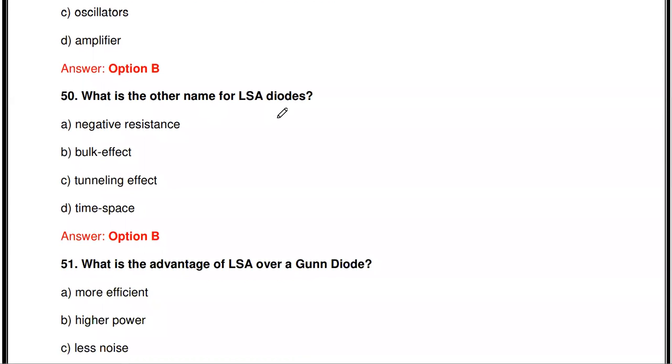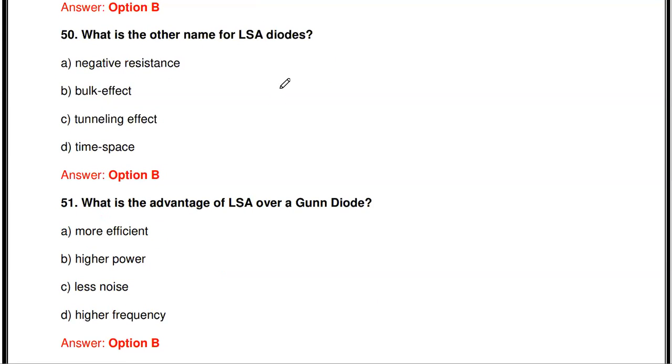Then what is the other name of LSA diode? What is the other name of LSA diode? Negative resistance, bulk effect, tunneling effect, time space. The other name of the LSA diode is bulk effect.